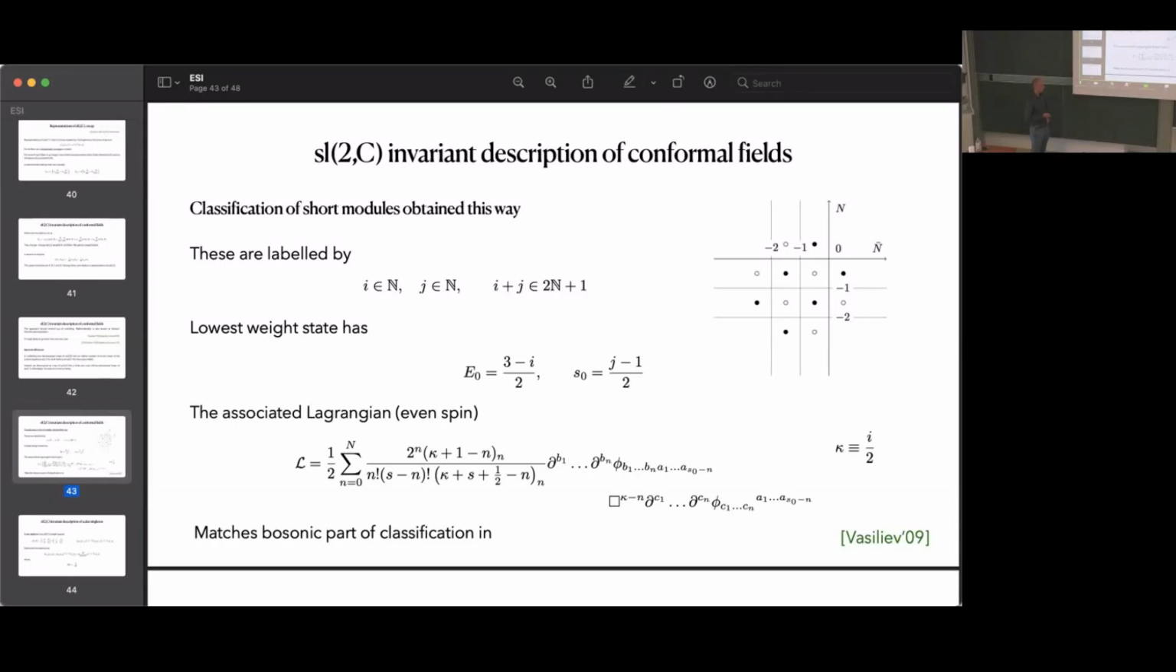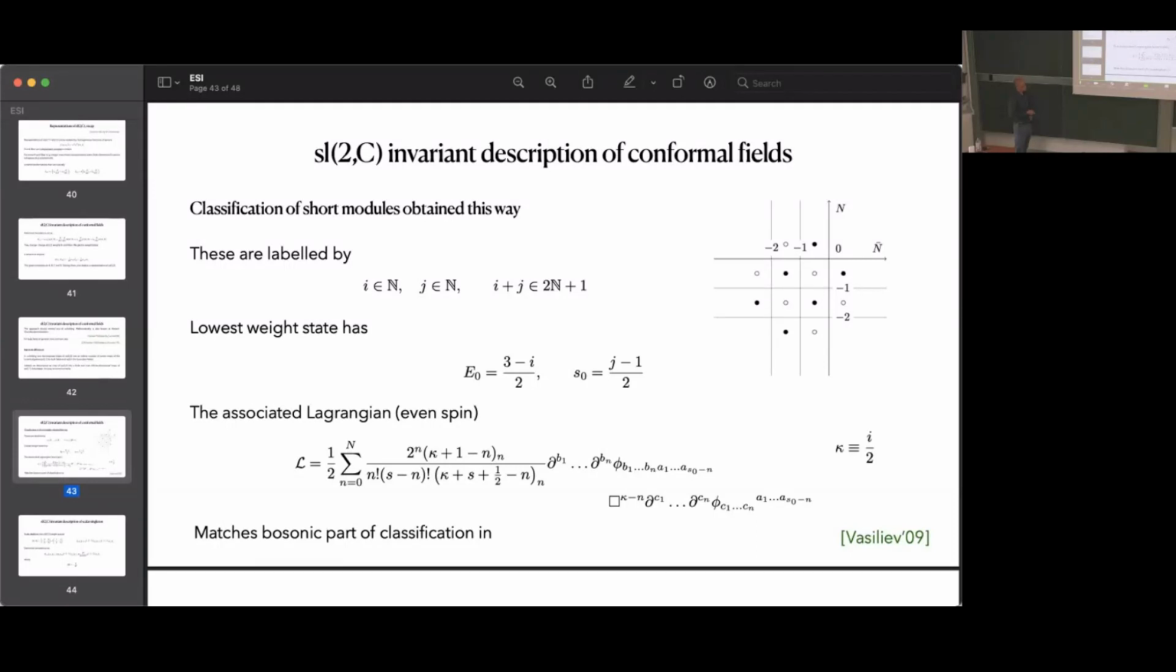And one way of doing this labeling is in terms of lowest weight energies and spins, which are just conformal dimension and spin in the CFT language. And the connection between these languages, between i, j and the conformal dimension and spin, is very simple. It's just a linear relation. Okay, so once we have this classification, we can compare it with those existing in the literature.